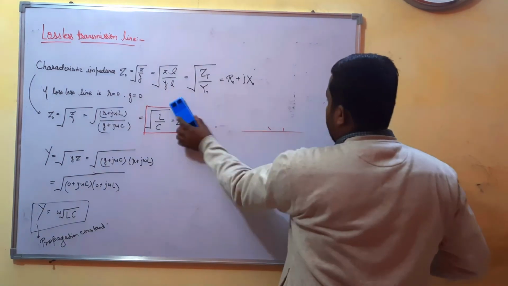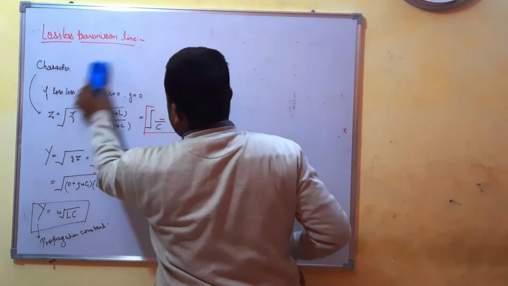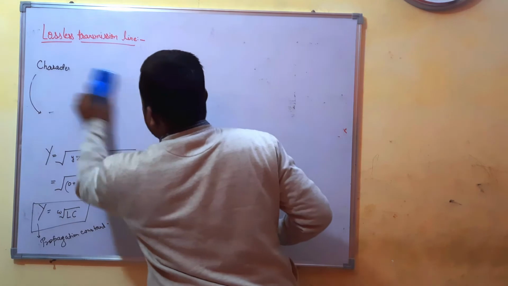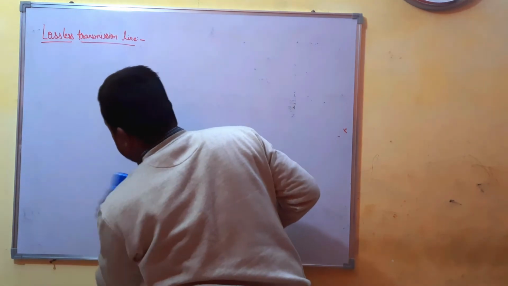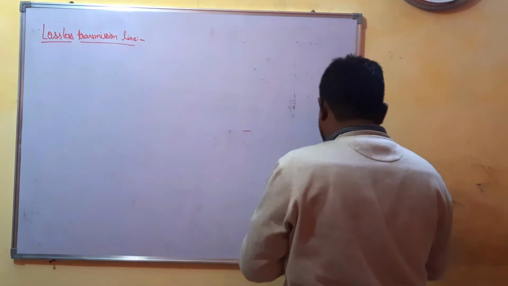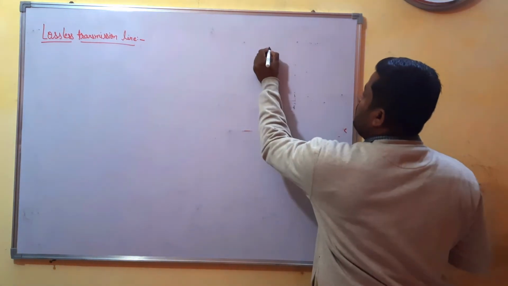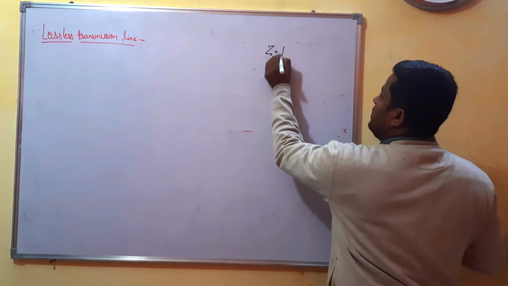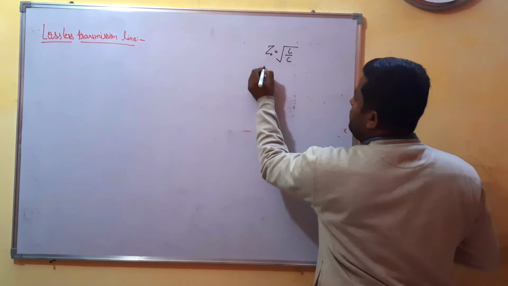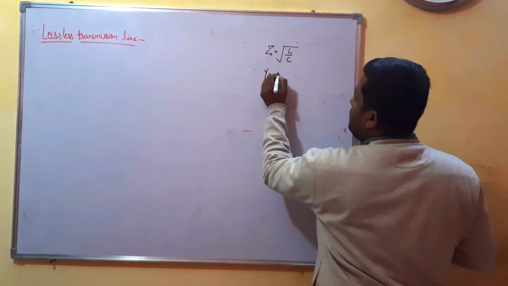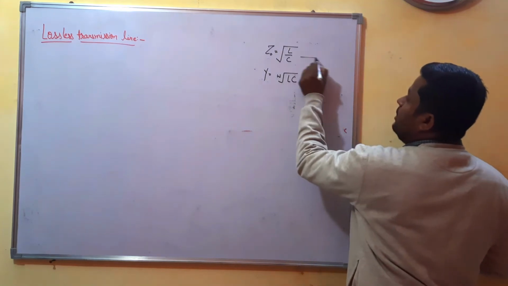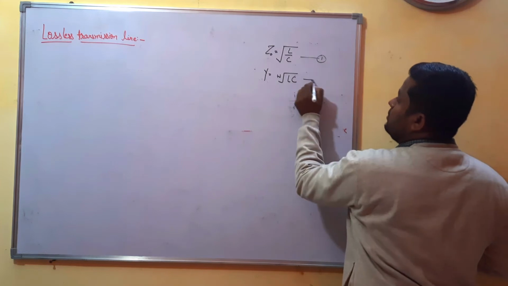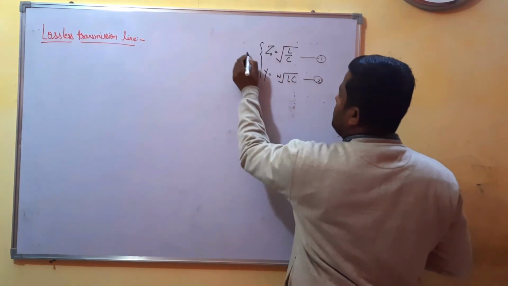Now we have found the values: Z0 is equal to the square root of L by C, and gamma is omega times the square root of L C, for a lossless line.